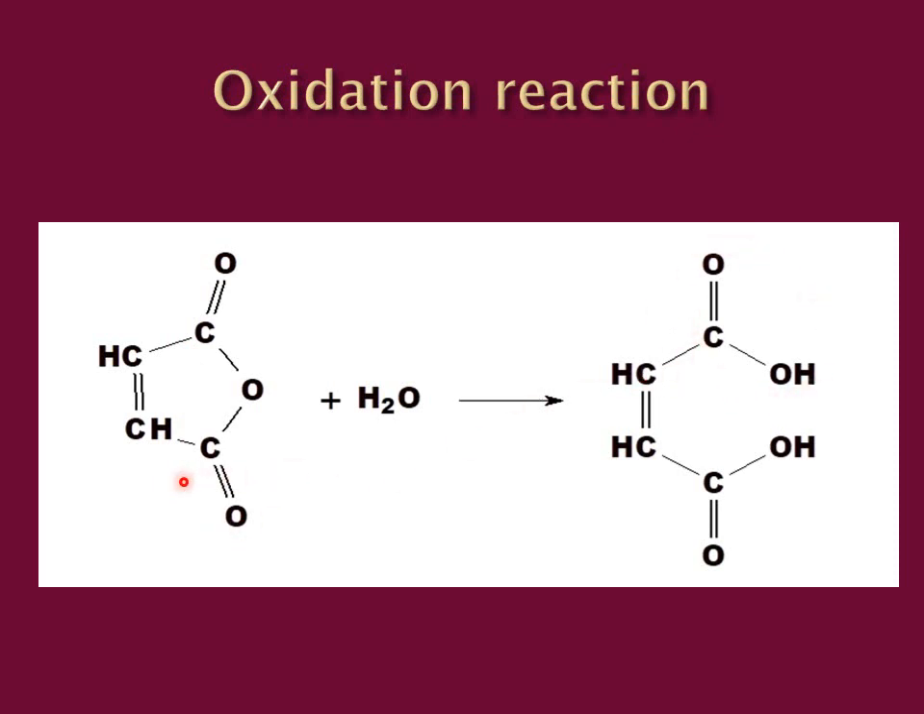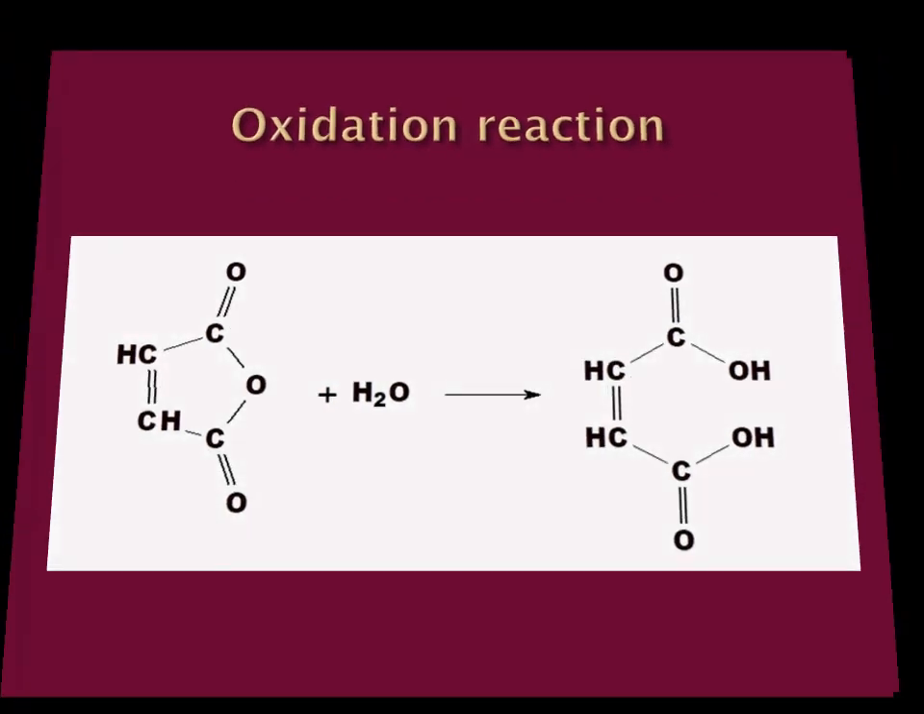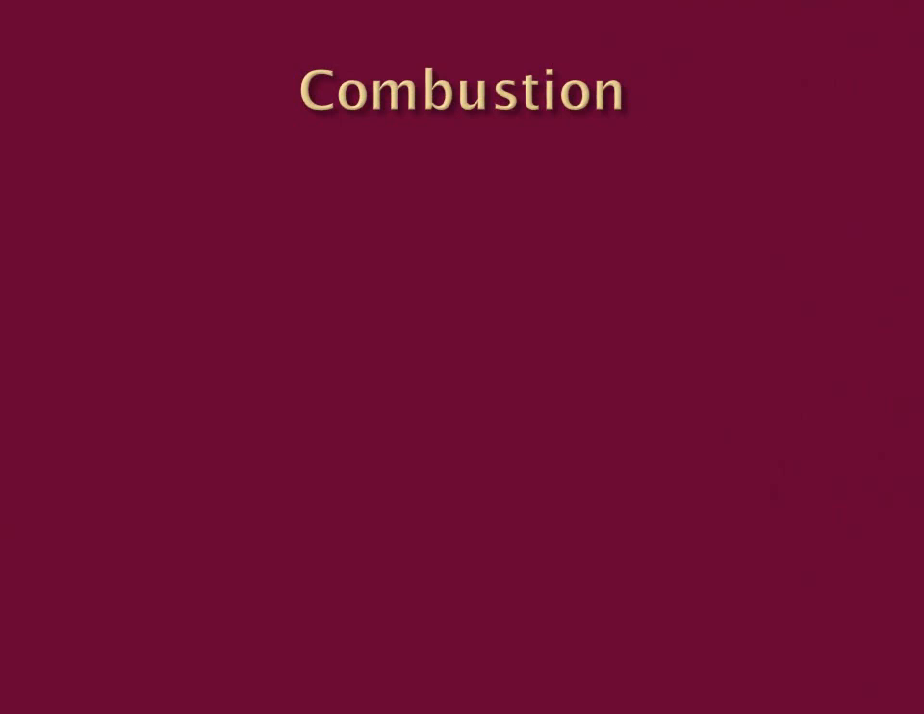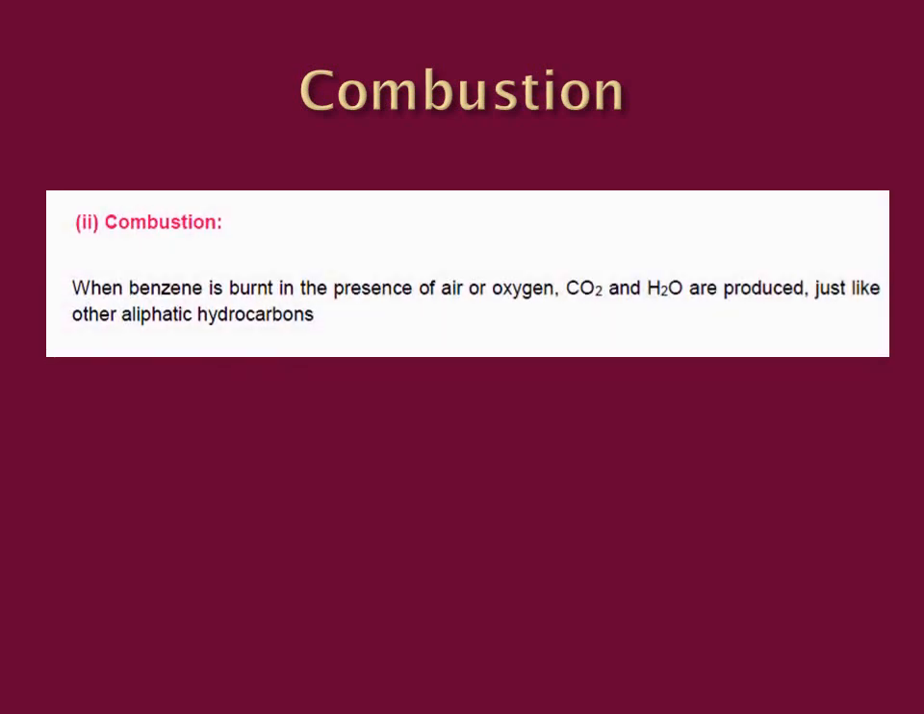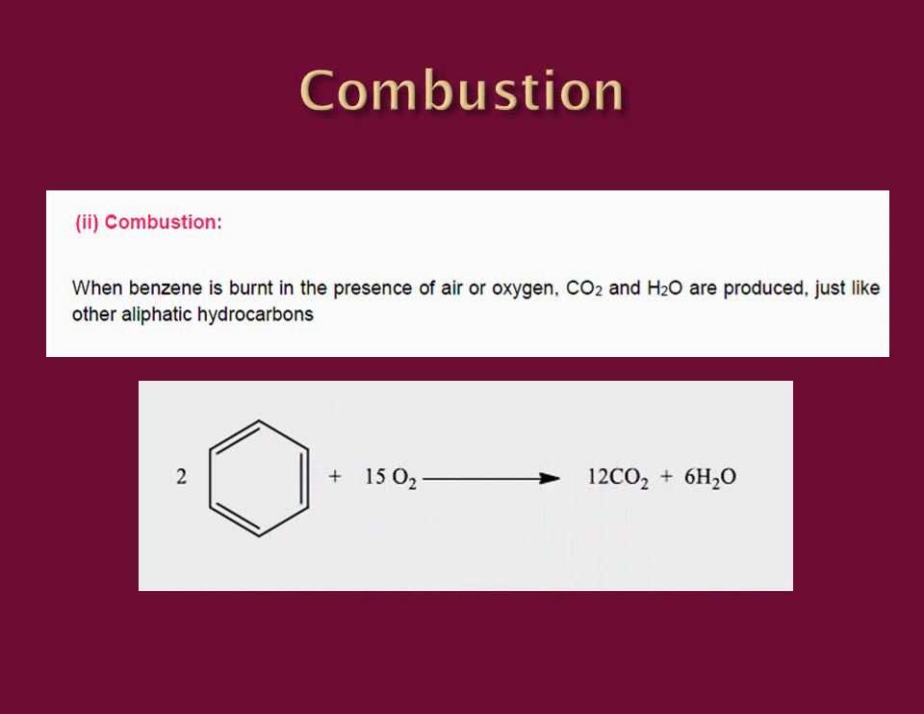Students, whenever a hydrocarbon is burned in the presence of oxygen, it gives carbon dioxide and water vapors. Since benzene is also a hydrocarbon, when it is burnt in the presence of air, carbon dioxide and water are produced just like other aliphatic hydrocarbons. So this is the chemical equation showing that when benzene is burnt in the presence of air or oxygen, it gives carbon dioxide and water.